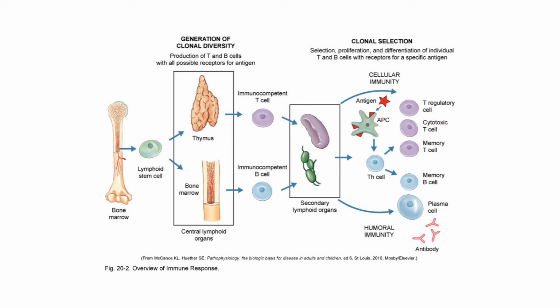So you'll develop into the T regulatory cells, the cytotoxic T cells, the memory T cells that help the body mount a faster response the second time it's exposed to a pathogen, and memory B cells, which do a similar job, plasma cells, and the antibodies that are created by the B cells. And you notice there are two branches from the secondary lymphoid organs. There's cellular immunity and humoral immunity.